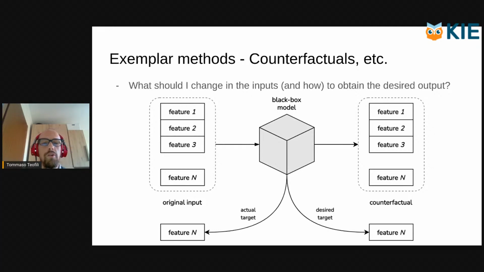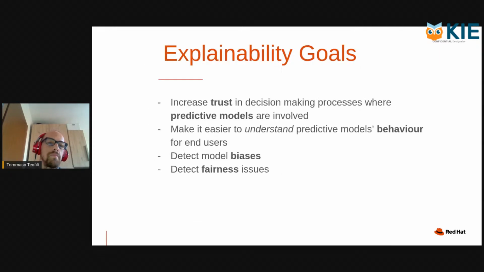Other kinds of methods are exemplar methods. One example is called the counterfactuals method, which basically answers the question, what should I change in the inputs and how to obtain the desired output? So if we think back to the example of the credit card approval system, a counterfactual explanation might come in the form of, hey, you should change your age from 16 to 21, for example. So basically, come back in 5 years.